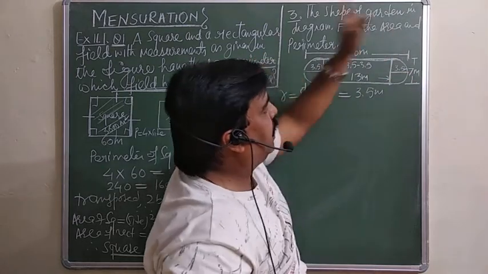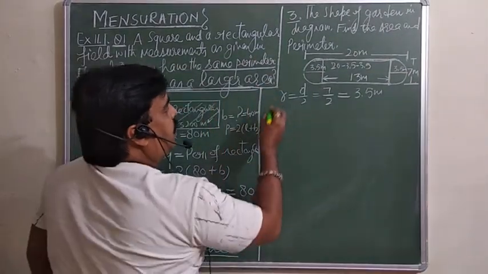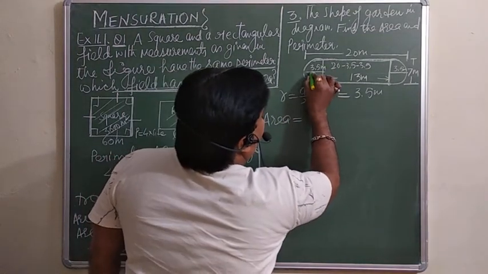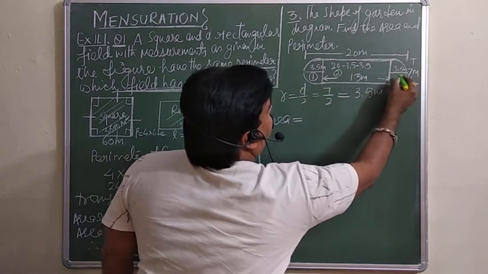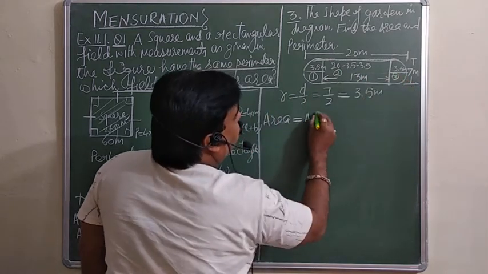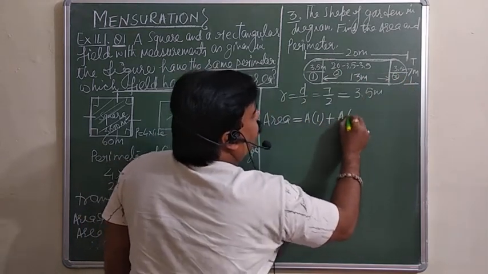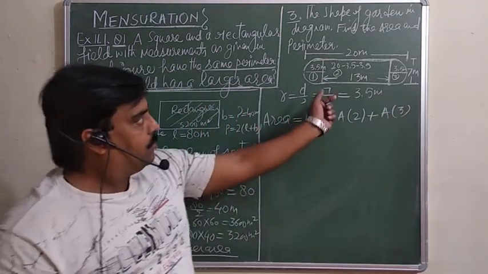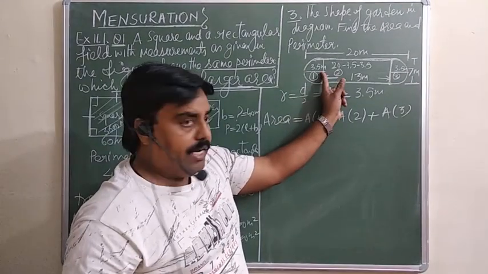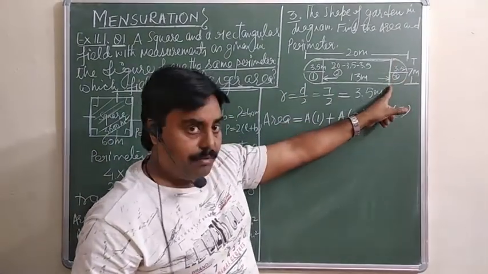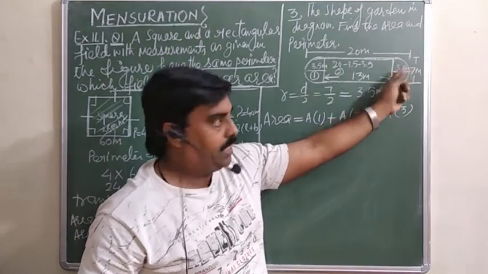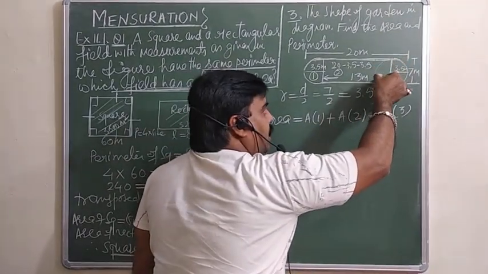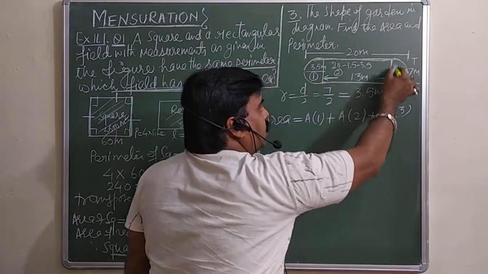Now you can calculate the area first. Area for my own convenience, I number this 1, this 2, and this 3. So area of figure 1 plus area of figure 2 plus area of figure 3. Simple. The main important thing is to find the radius, because this is given 7, so radius will be half of this one. This is working as a diameter for the semicircle. If we look carefully, it is not a full circle, it is a semicircle only, so this is a diameter.